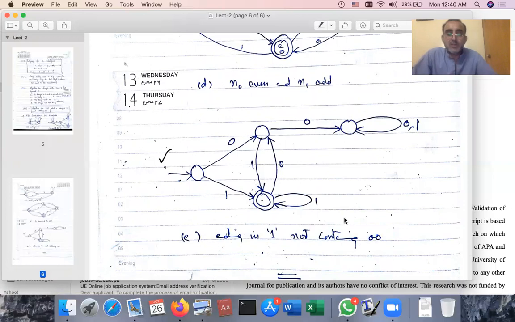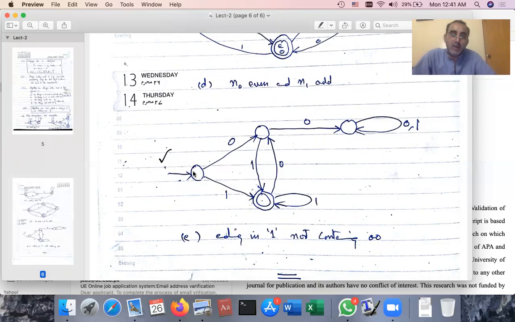So this is something that we have seen, ending in 1. Strings ending in 1, the last symbol is 1. It means that I have to start, take 1, and reach the final state. So this is ending in 1. And not containing 0 0. It means that if 0 0 is part of the string, then that string would not reach the final state. So 0 0 would not be part of the string.